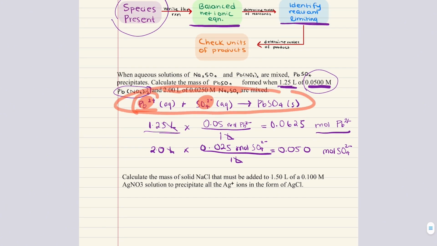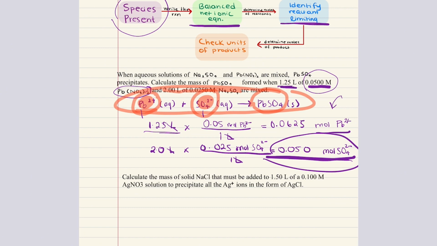We have 1 mole of lead, of lead 2+, and 1 mole of sulfate that gives rise to 1 mole of lead sulfate. Okay, because lead and sulfate react in a 1-to-1 ratio, the amount of sulfate is going to be the limiting reagent because we have fewer moles of it. Because there's this 1-to-1 ratio, whichever species has fewer moles is going to be our limiting reagent. That is going to be sulfate with 0.05 moles.